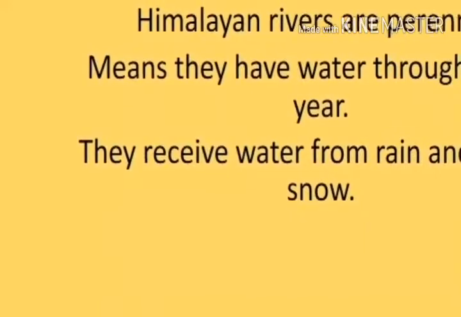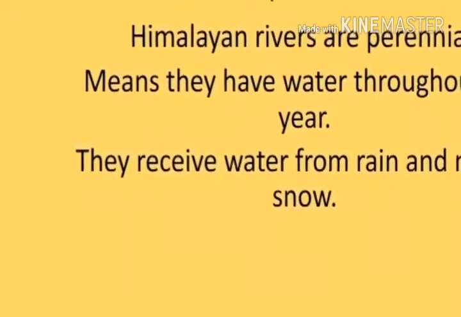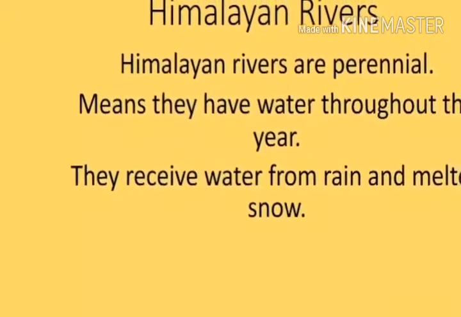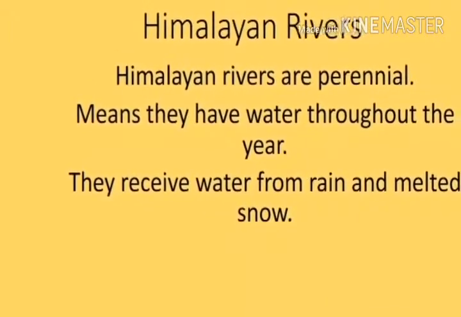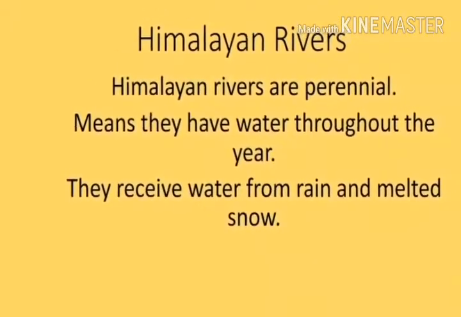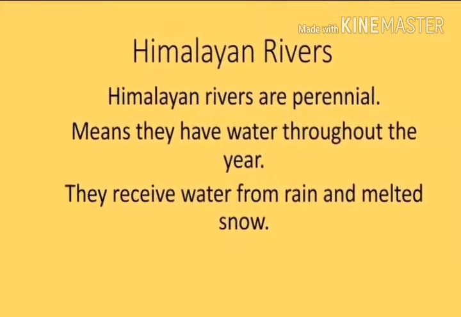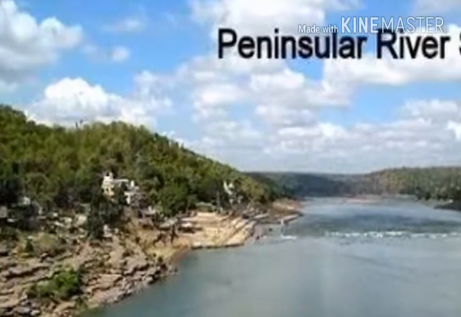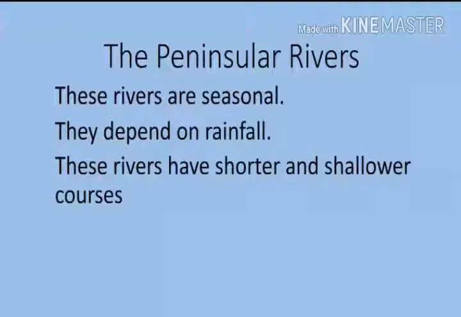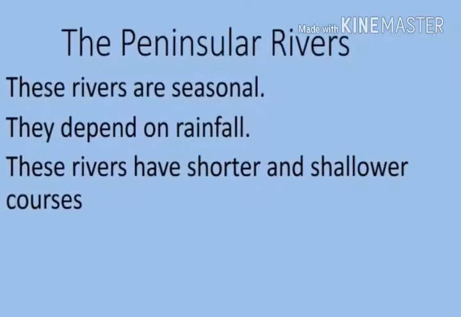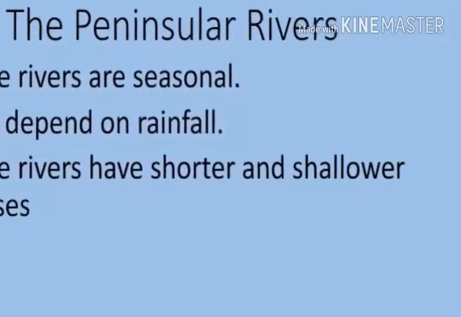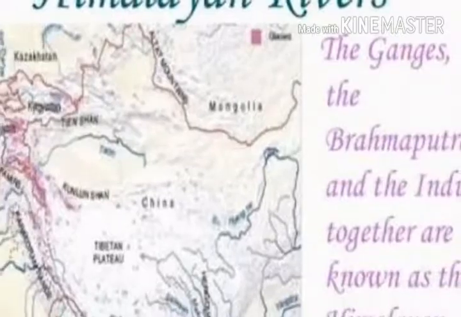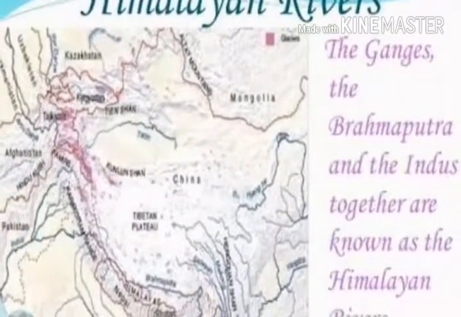Perennial means that the rivers have water throughout the year, and these rivers receive water from rain as well as from the melted snow from the lofty mountains. And peninsular rivers are seasonal as their flow is dependent on rainfall, and these rivers have shorter and shallower courses. Three major Himalayan rivers are Indus, Ganga, and Brahmaputra.